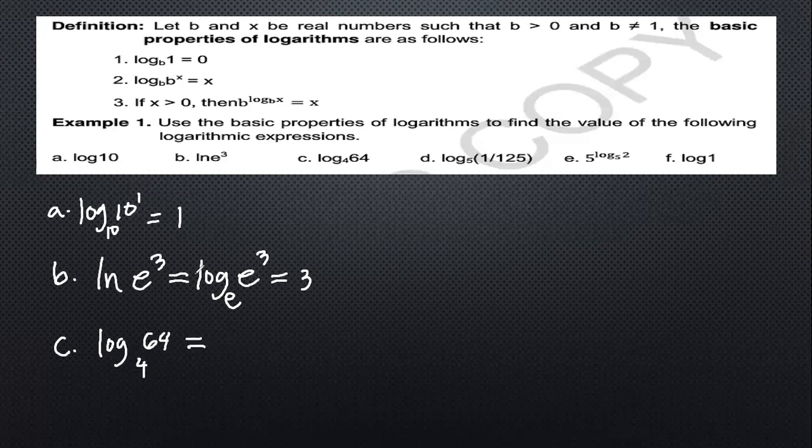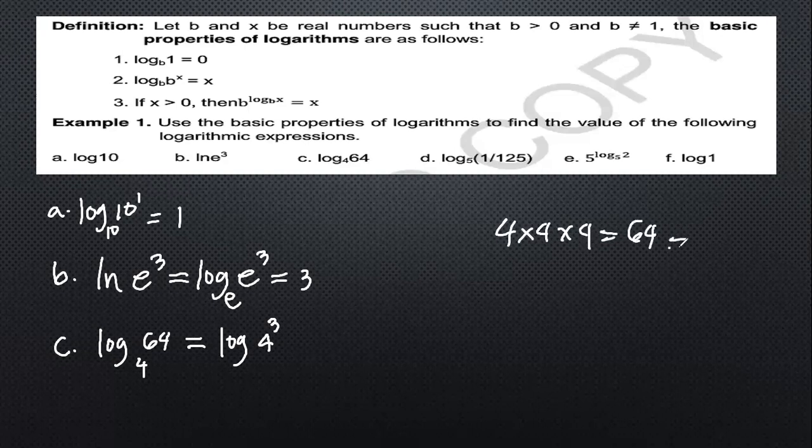For the letter C, we have here the logarithm of 64 base 4. We cannot use number 1 here because it is not 1. We cannot use number 3 here because it is not of this form, so obviously we will use number 2. But the problem is we don't have 4 yet here. So we need to rewrite this in a way that the base here will be 4 and equal to the base here. We know that 64 can be written as 4 raised to 3, because 4 times 4 is 16, times 4, that is 64. So simply, 64 can be written as 4 to the power of 3.